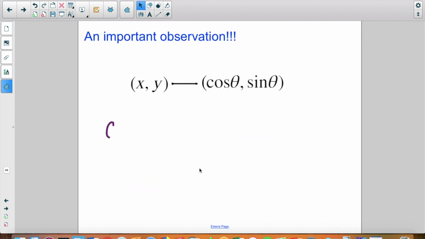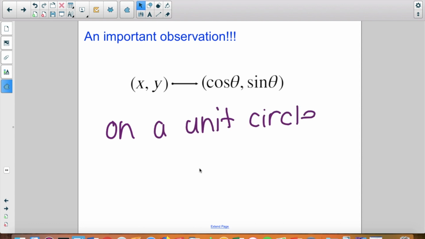So on a unit circle, this fact is going to help us. Whenever you see that we have a unit circle, remember that the x-coordinate corresponds to cosine and the y-coordinate corresponds to sine.